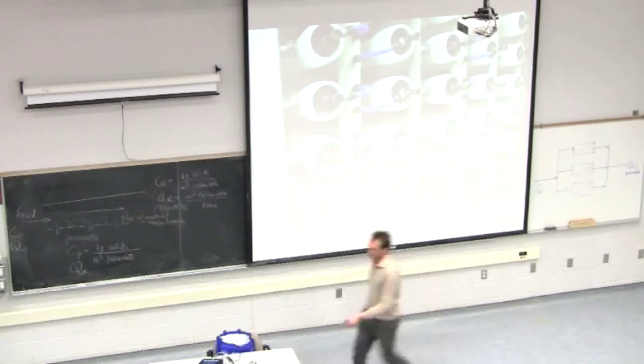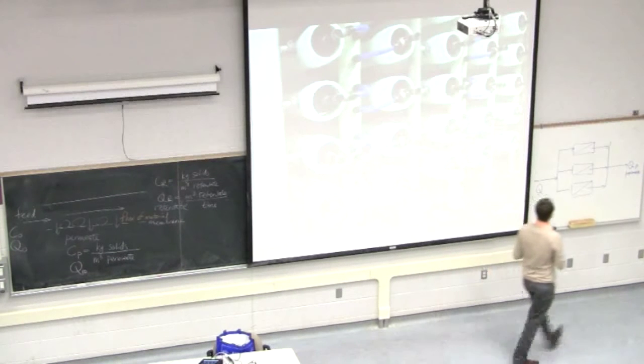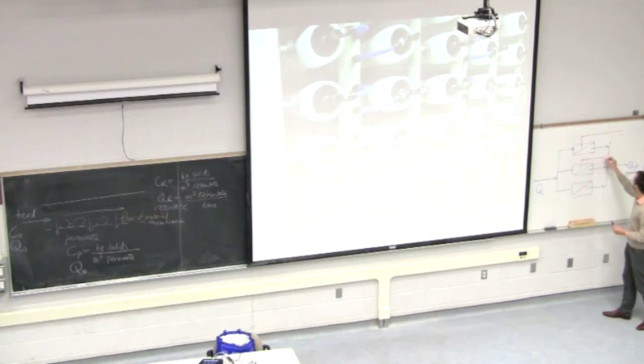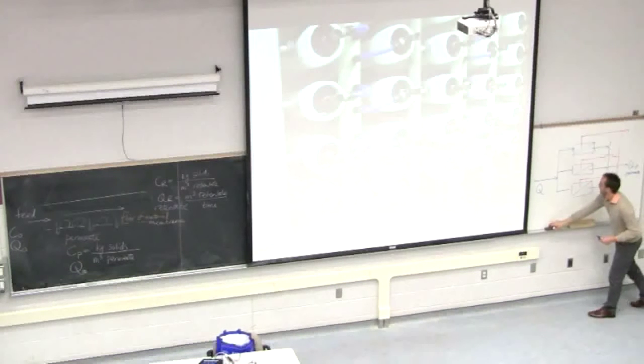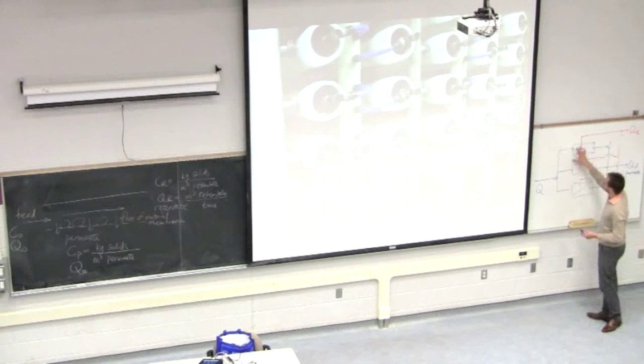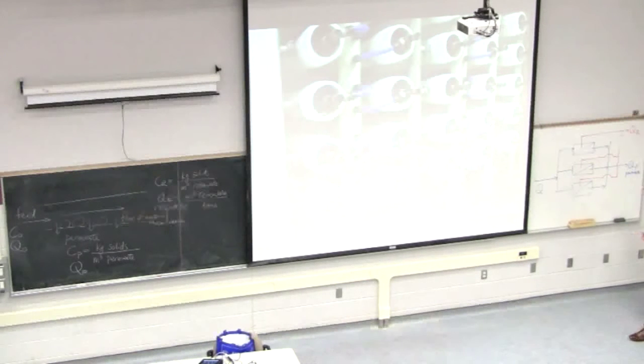And the retentate, I'll just draw here in red. The retentate leaves over there. Sum up all those three flows and we get QR, total retentate flow. Okay, so each of these membranes sees a certain volumetric flow rate Q and then processes it, and then we sum up our permeates, sum up our retentates.